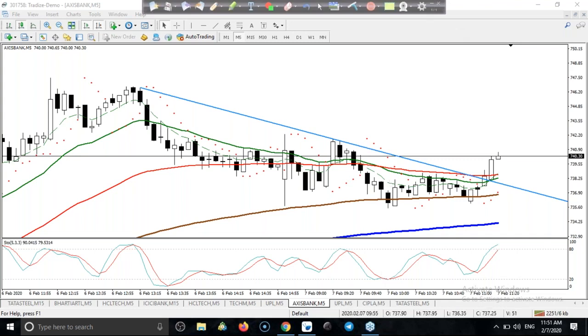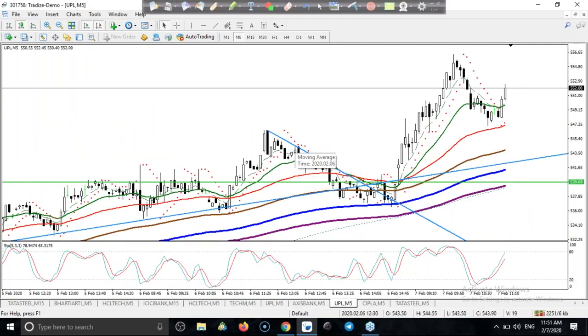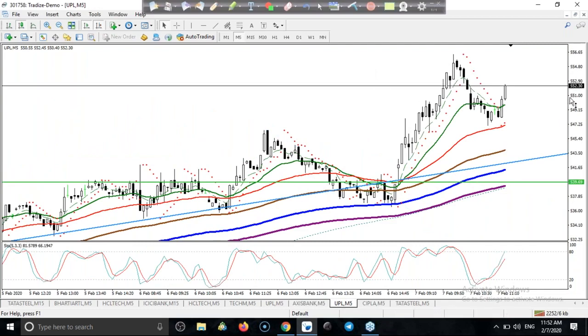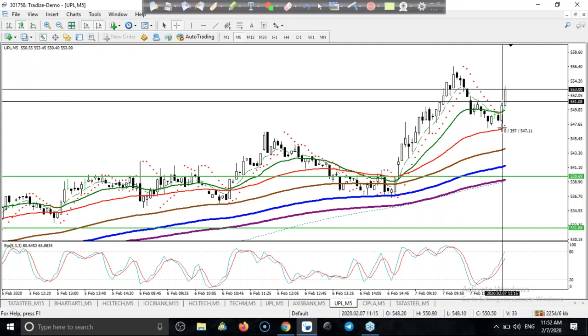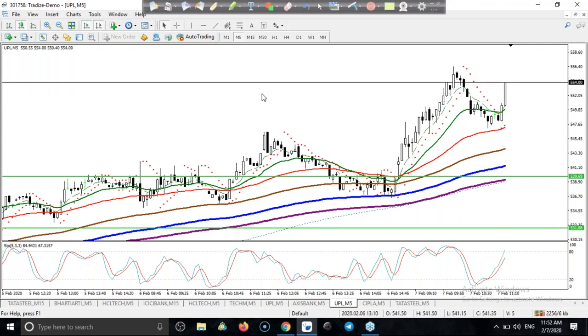Now we have seen there is a buy opportunity in Axis Bank. Now let's jump to UPL. Okay, UPL, you can see we already saw there was a buy opportunity. Have you seen it? Now exactly, you can see UPL on the 5 minute chart, just my god, ₹3, ₹4 has gone up. We missed that opportunity in UPL while I was explaining.